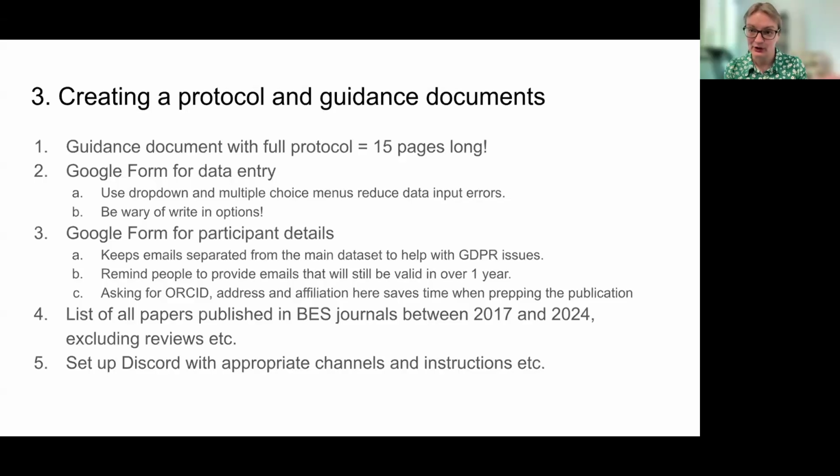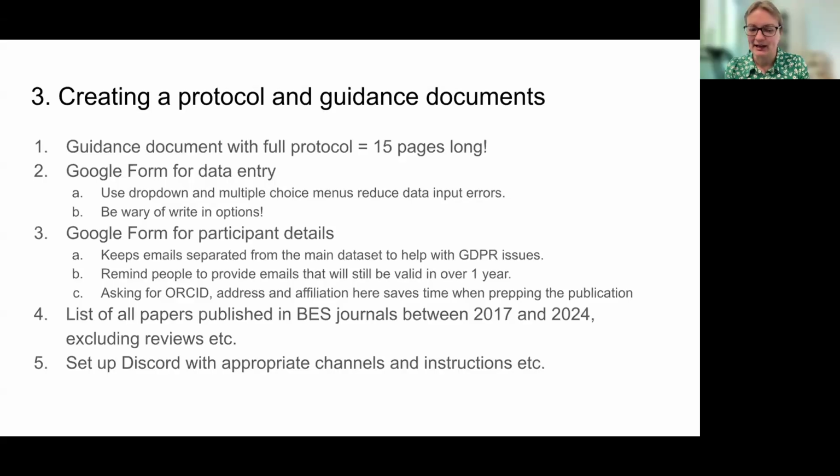And then we also had a separate Google form for GDPR. Because of GDPR issues, you don't want to be sharing people's email addresses and saving people's email addresses as far as possible. So we had another form to collect people's information. So their email address, and also things like people's ORCID ID and address, and affiliation, so that we didn't have to recollect that data for the paper.